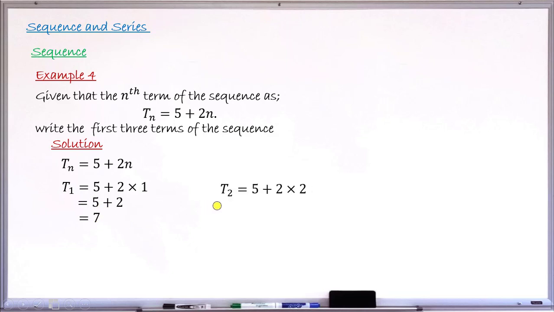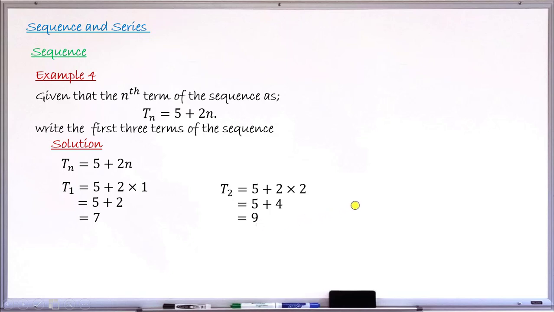So let me get term number 2. Term number 2, I will now replace the n by 2 in this very formula. So I'm going to have 5 plus 2 times 2. 2 times 2 will be 4. So 5 plus 4, that gives you 9. So term number 2 is now going to be 9.